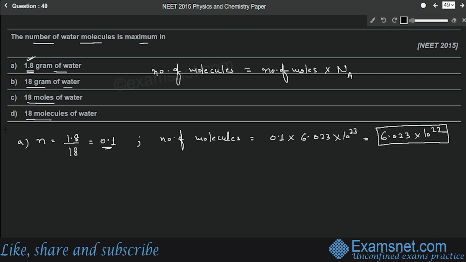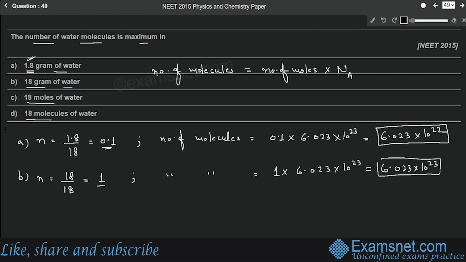Now let's check the second one. Here we have 18 grams of water. So the number of moles will be equal to 18 divided by 18, so it is 1. Now what will be the number of molecules? Number of moles, that means 1, into Avogadro number 6.023 into 10 to the power 23. So it will be exactly equal to the Avogadro number, that means 6.023 into 10 to the power 23. So we can see that the second one has more number of molecules as compared to the first one. So till now the second one is maximum.